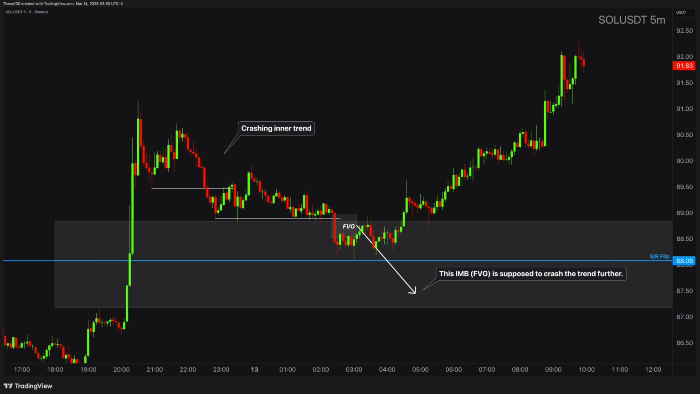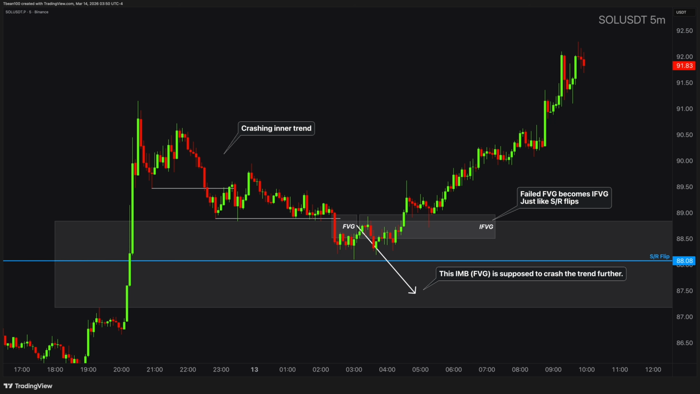The definition and the real job of fair value gaps and imbalances is to push the trends in their current direction. So with this fair value gap and imbalance in place, this trend should normally have continued moving lower and lower. But what actually happens here is something completely different. That fair value gap failed and it eventually turned into an inversion fair value gap.